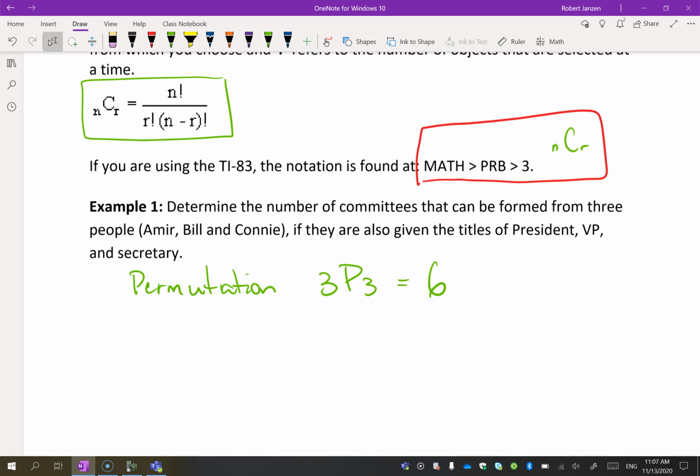So example 1, determine the number of committees that can be formed from 3 people if they are also given the titles of president, vice president, and secretary. If you think about this, the 3 people can be rearranged in different orders. Amir could be president, or he could be VP, or he could be secretary. They're different arrangements. This is a permutation, and you would go 3P3.